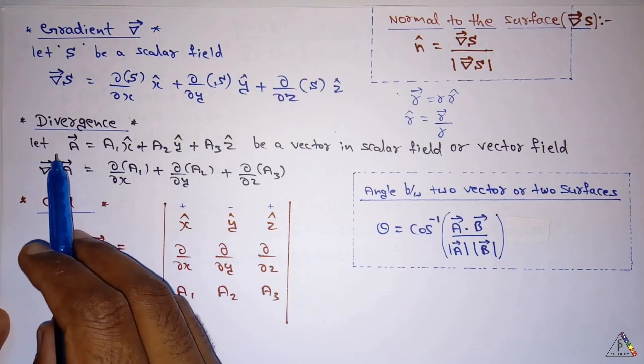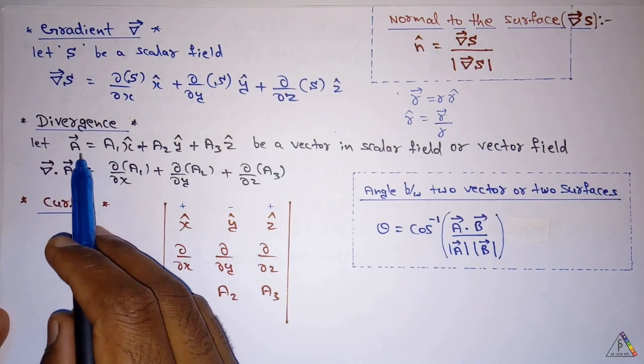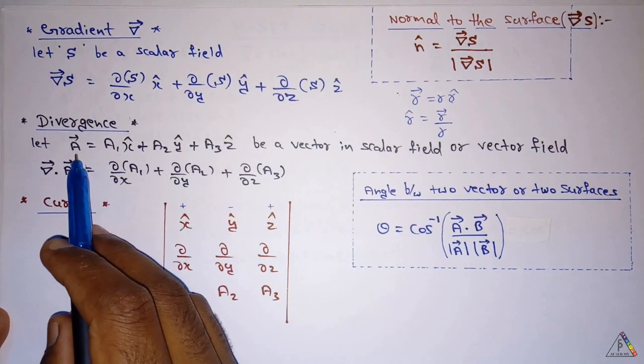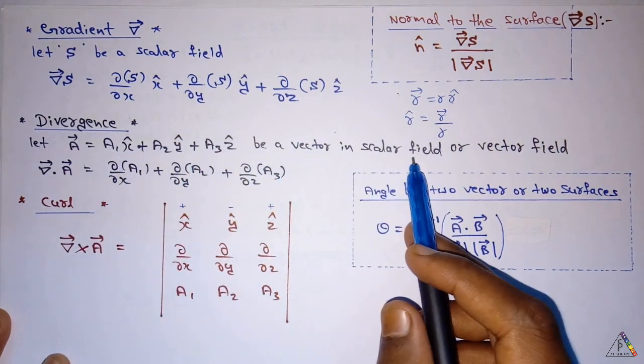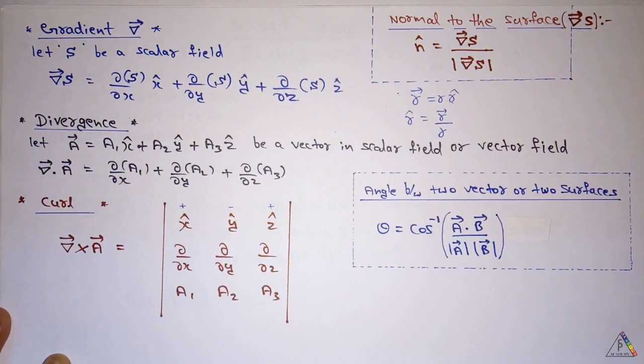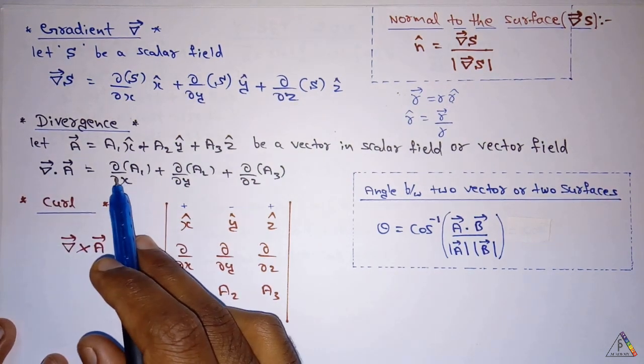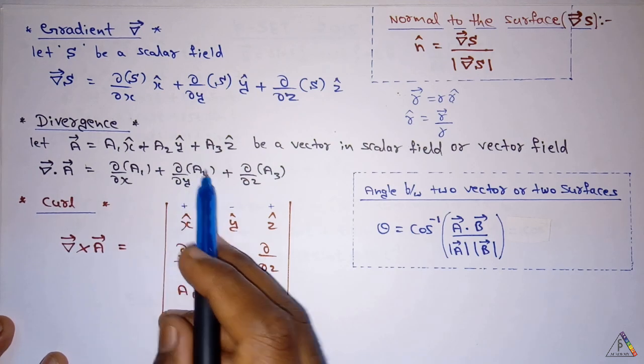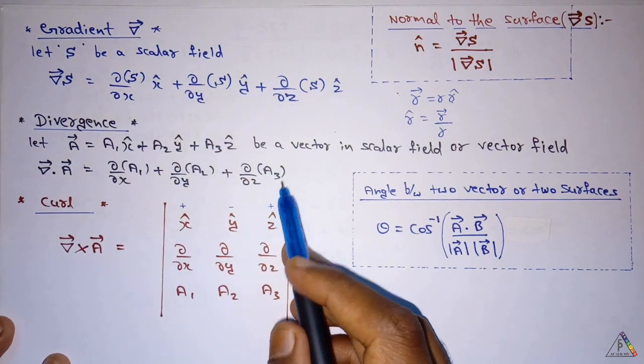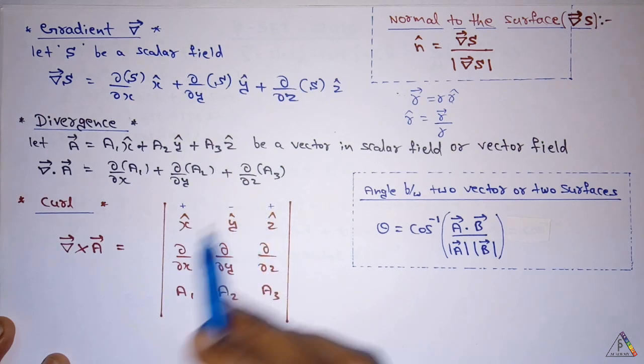Next, divergence. Consider any vector A in a scalar field or in any vector field. The divergence of that vector, del bar dot A bar, is equal to dou a1 by dou x plus dou a2 by dou y plus dou a3 by dou z.